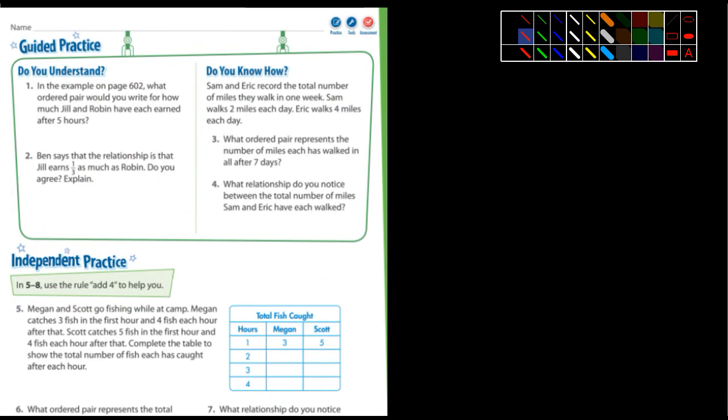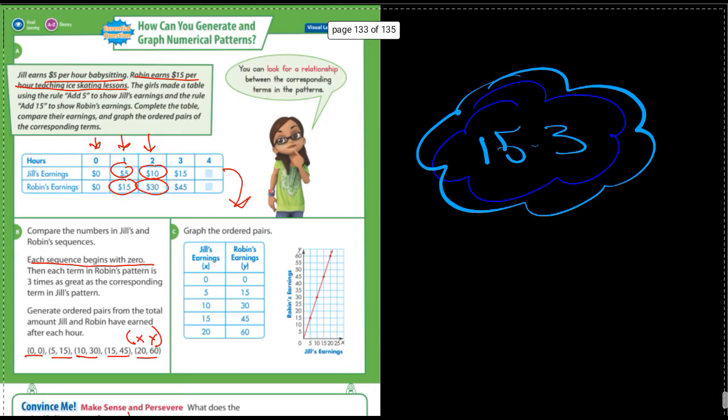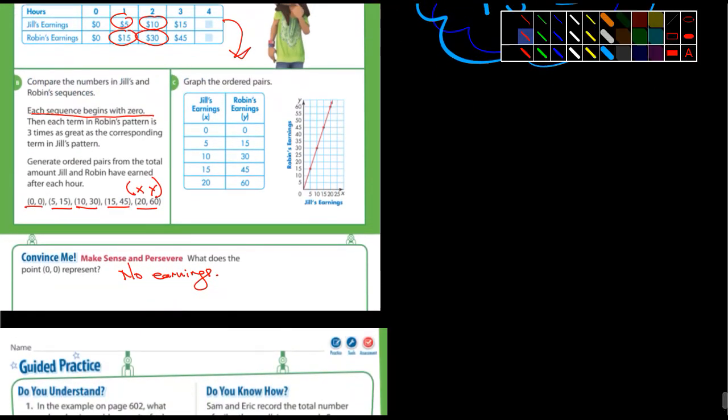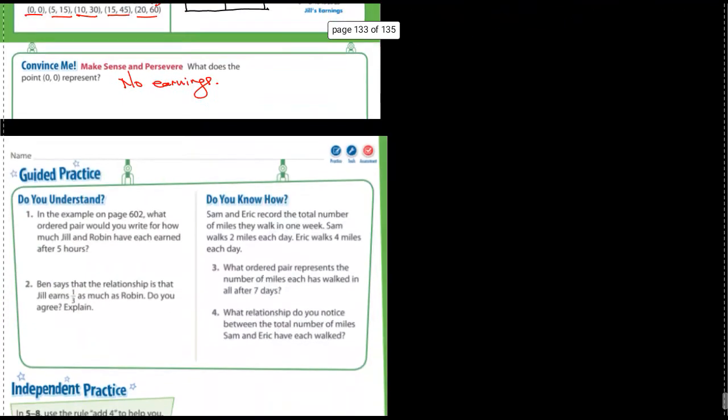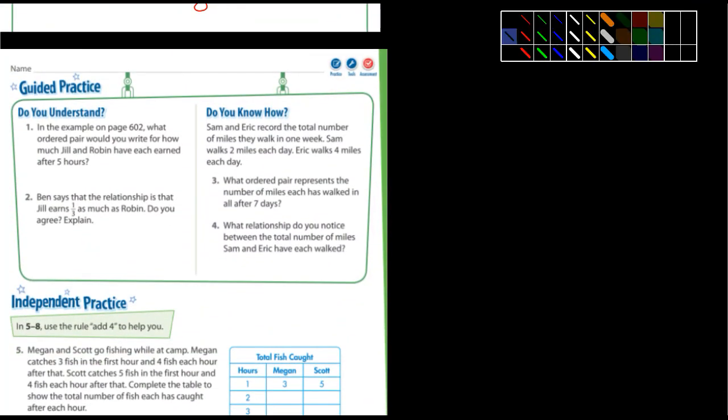Let's take a look here at the guided practice. In the example on page 602, what ordered pair would you write to show how much Jill and Robin have earned after 5 hours? Well, let's go back to it. After 5 hours, how many hours are they accounting for here? So here's 1, here's 2, here's 3, here's 4. So then we would need to extend this a little bit and do something for 5 hours. Now, you guys can figure that out. Tell me what that ordered pair would be. I think that's a good question. I'm not going to do a whole lot more with this lesson, actually, because I think you guys get this. All right, so that's a good class craft question there.